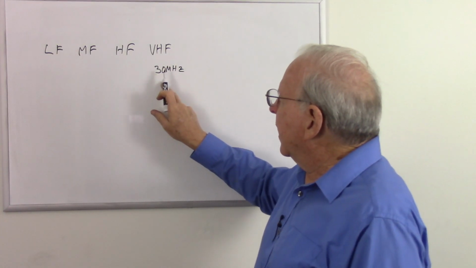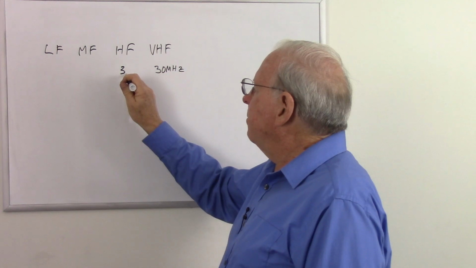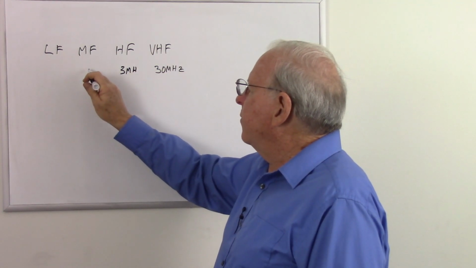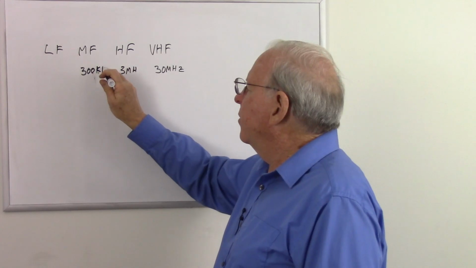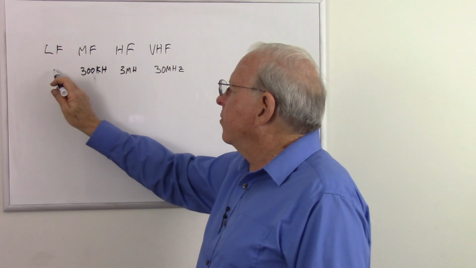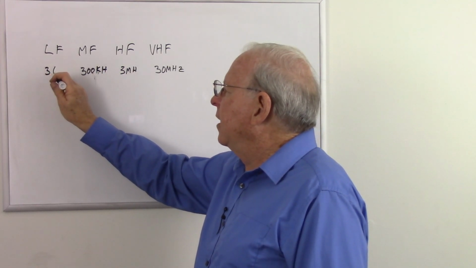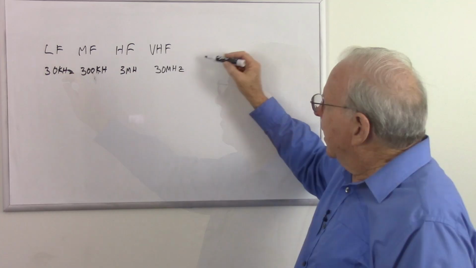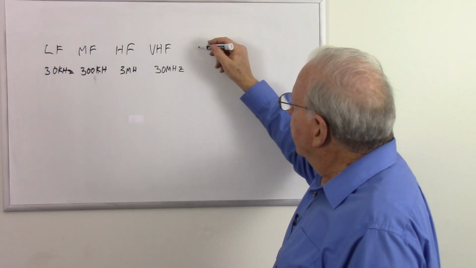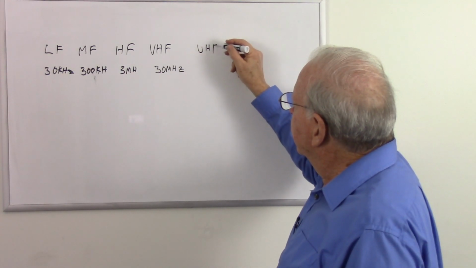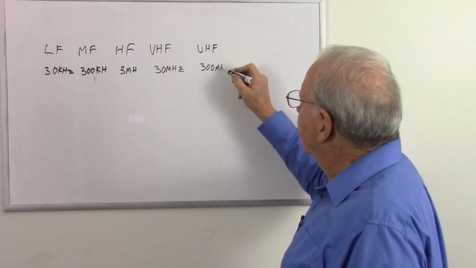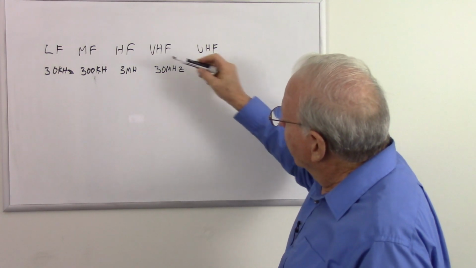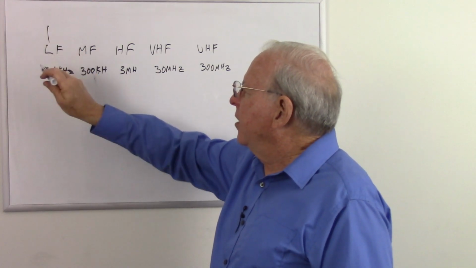So now, knowing that, I can say that's going to be around 3 megahertz. Medium frequency would be 300 kilohertz, and low frequency would be about 30 kilohertz. The next one above is UHF, which starts at 300 megahertz. And so we have these ranges of frequencies.